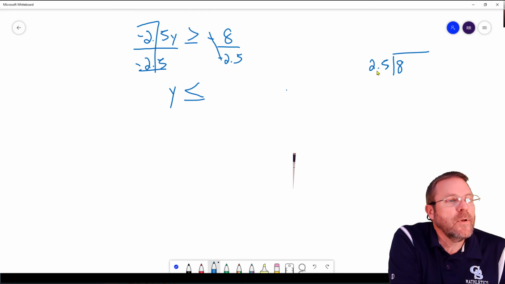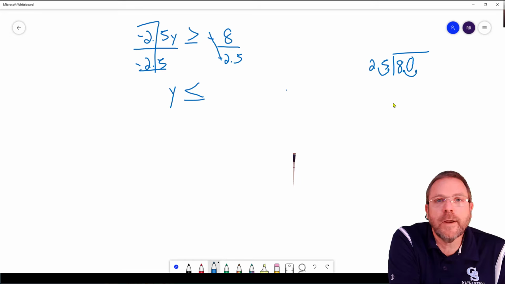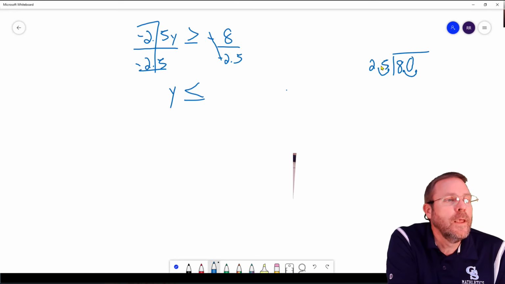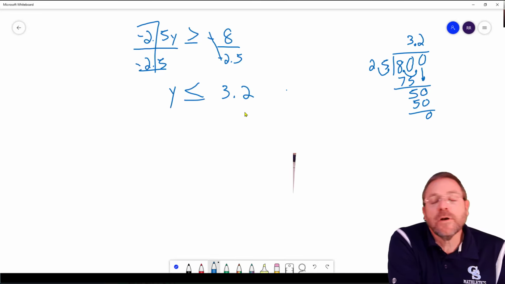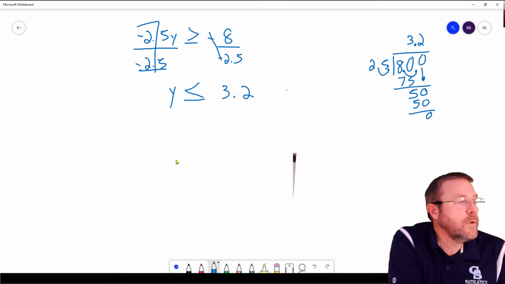To do that, I'm going to bounce the decimal outside the house until I hit the wall. I'm going to bounce the decimal inside the house the same number of places to the right, and annex a 0 as needed. 25 goes into 80 3 times, which is 75. 5 left over. Annex in a 0 and bring it down. 25 goes into 50 2 times with the decimal coming up, and 2 times 25 is 50 with nothing left over. So our answer is y is less than or equal to 3.2.